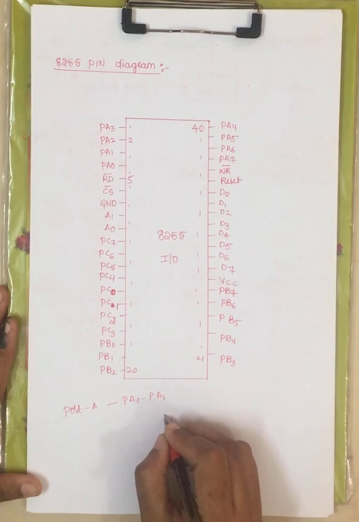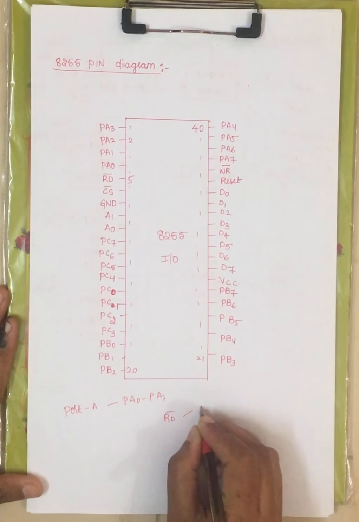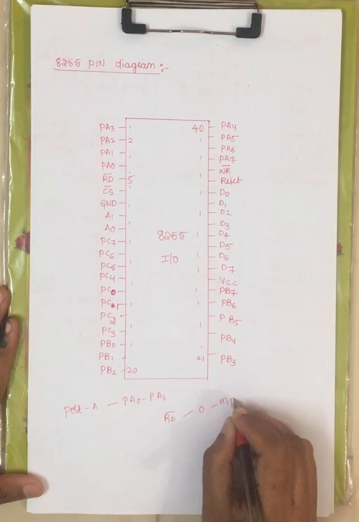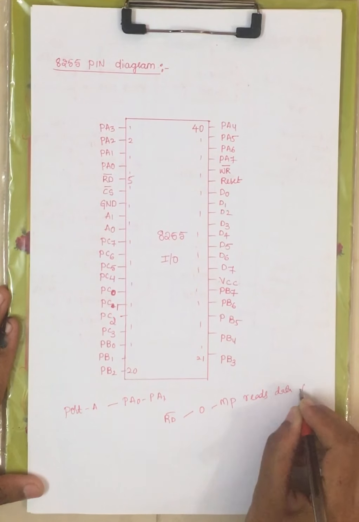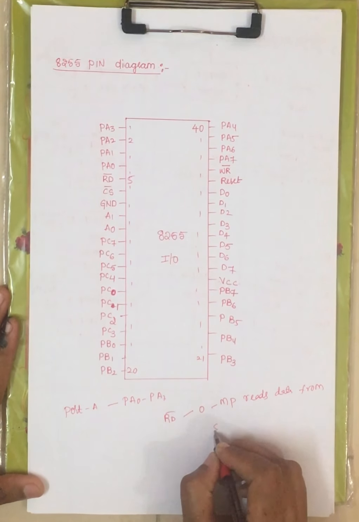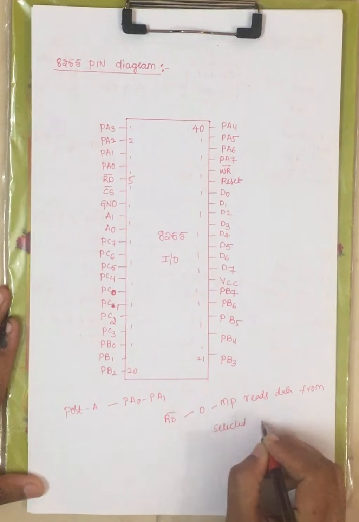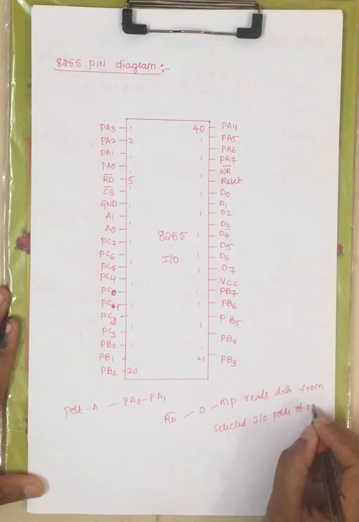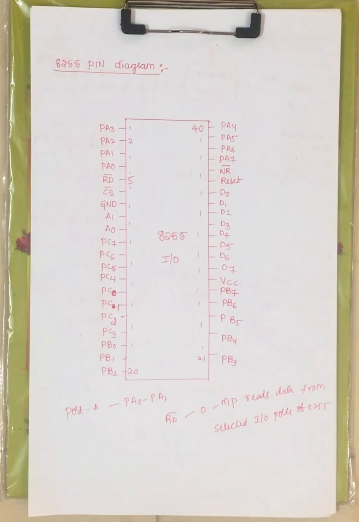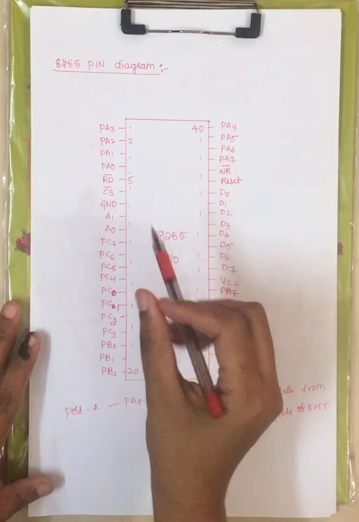Now when the read signal is 0, this indicates the microprocessor reads data from the selected IO port of 8255, right? Since it is a read bar, which is an active low signal, when it is 0, the microprocessor reads data from the selected IO port. That IO port may be either port A, port B or port C. Now that is about the 5th pin.